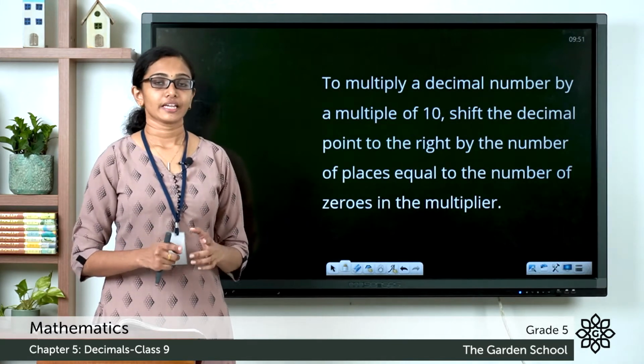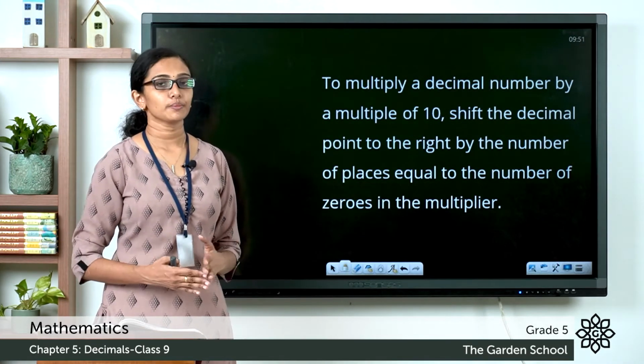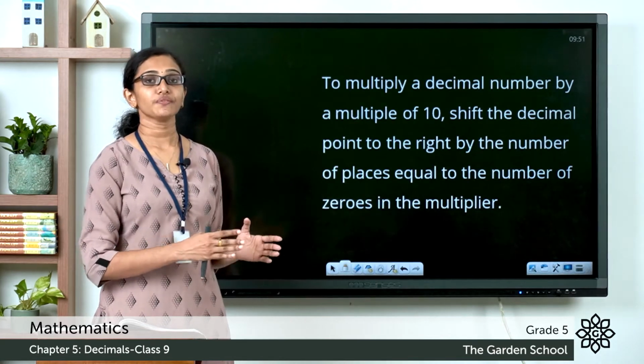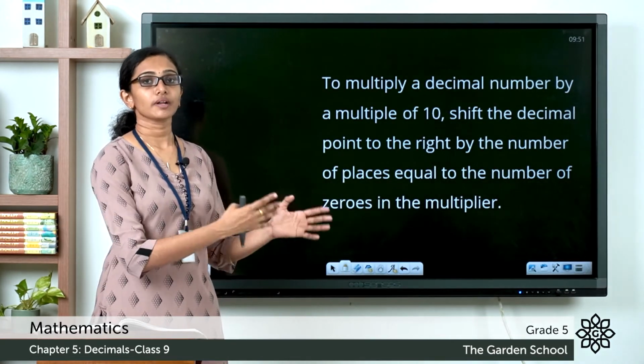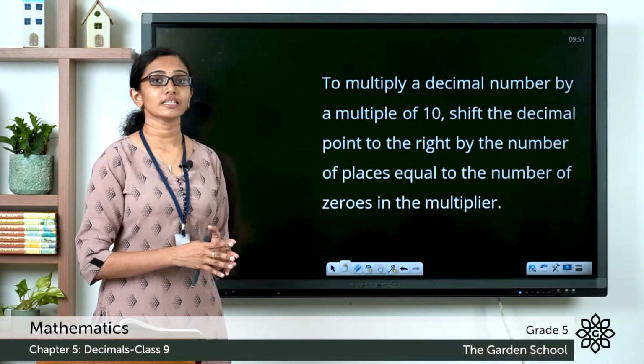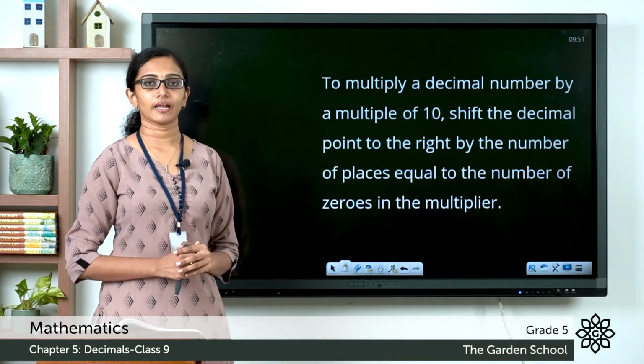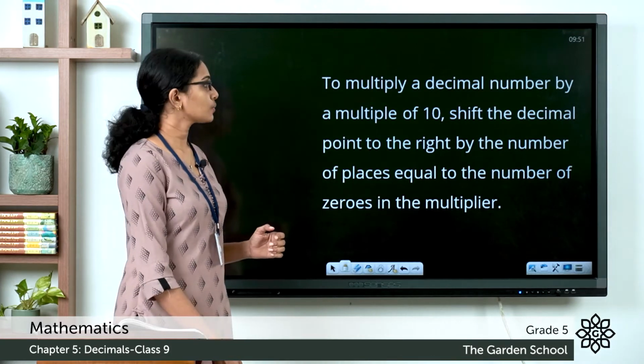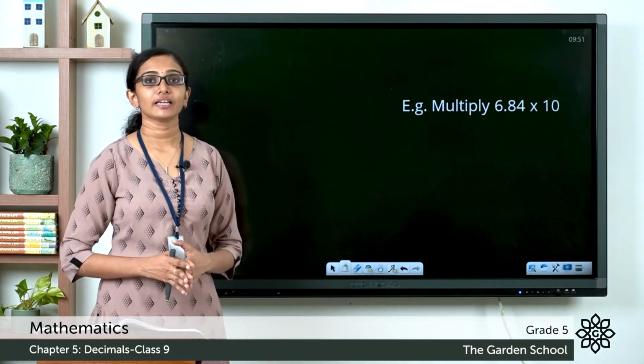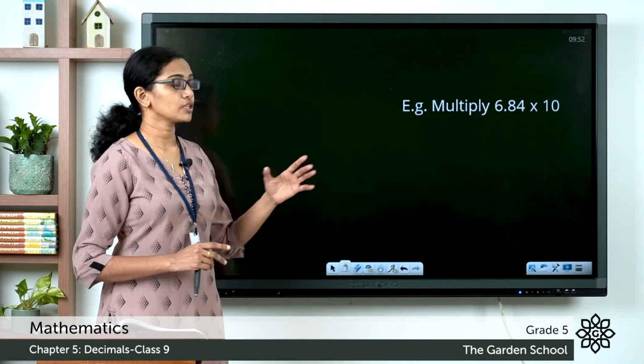To multiply a given decimal number by a multiple of 10, you have to shift the decimal point to the right by the number of places which is equal to the number of zeros in the multiplier. So let's make it clear with an example. Multiply 6.84 into 10.